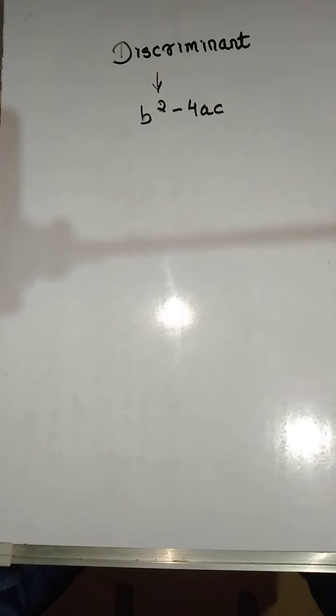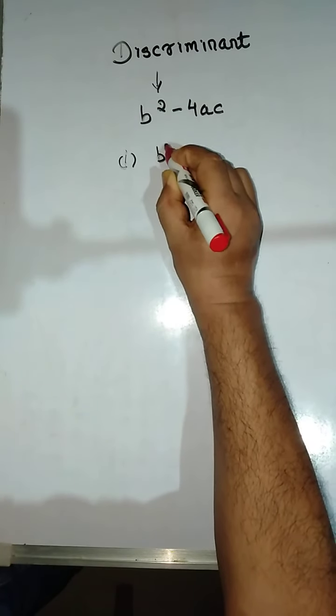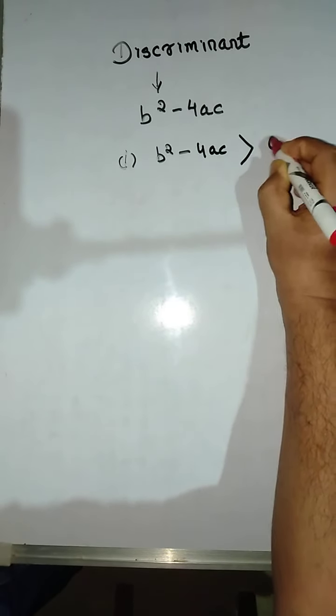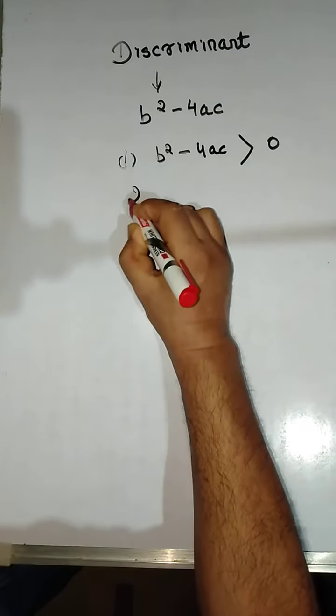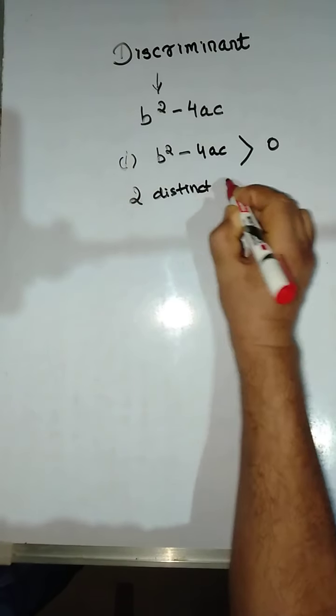Now, this discriminant is important because before you go ahead to find the two roots of an equation, you will actually know whether you're going to get these types of roots. Number one, if your discriminant is greater than 0, you will get two distinct real roots.